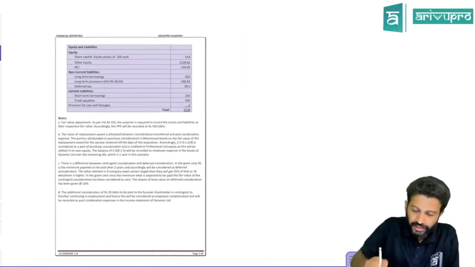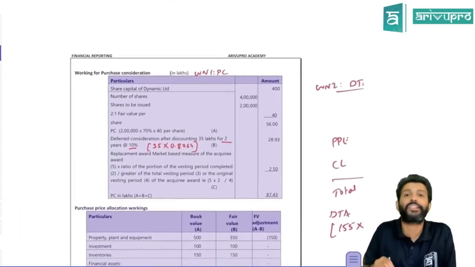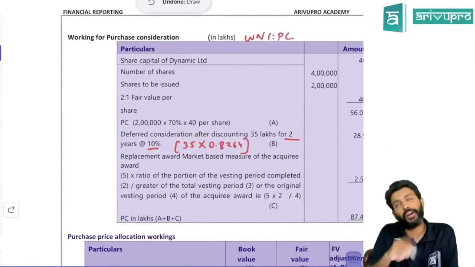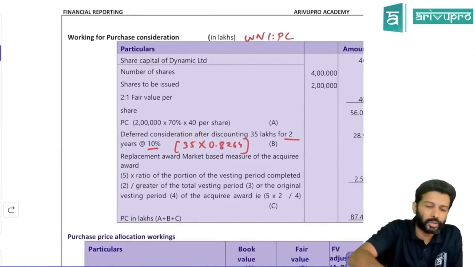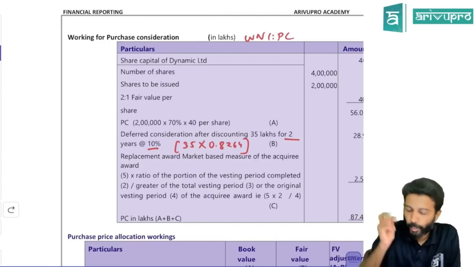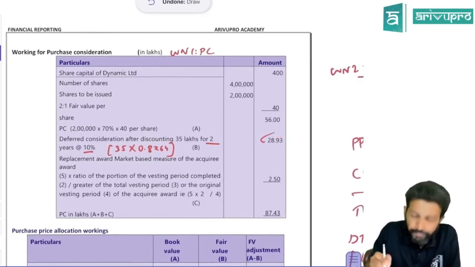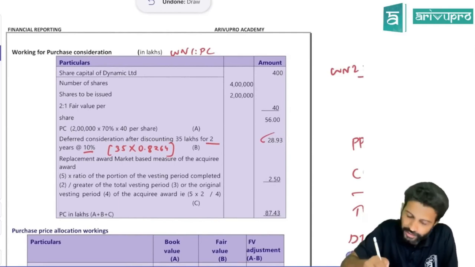Let's do one thing: as and when we read the data, we'll finish off the PC portion. It's easy. You're paying 35 lakhs after 2 years. 10% is the discount factor, so 1 divided by 1.1. For the second year, my calculator is showing 0.8264. So multiply, you will get the present value to be 28.93. That is one component of PC.